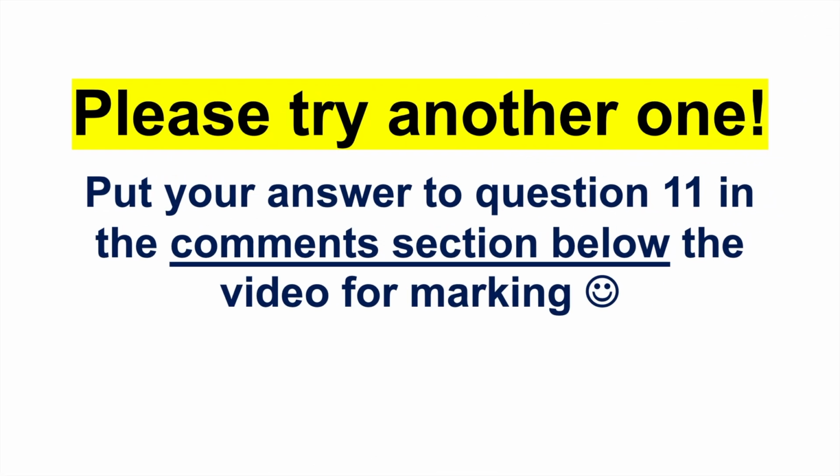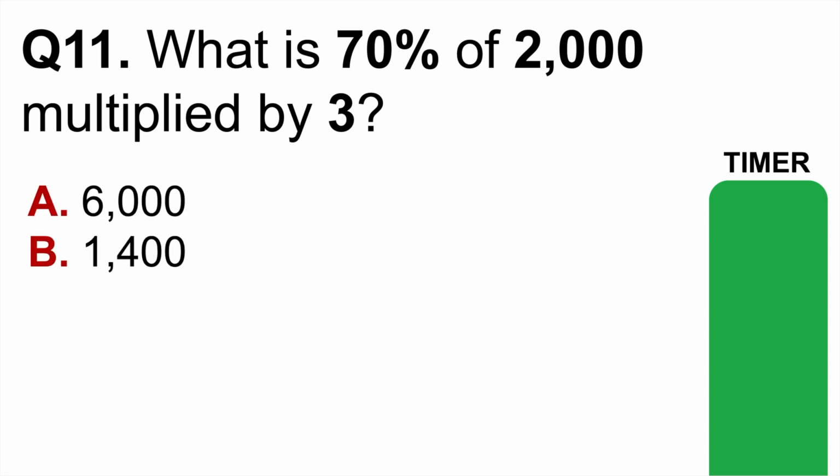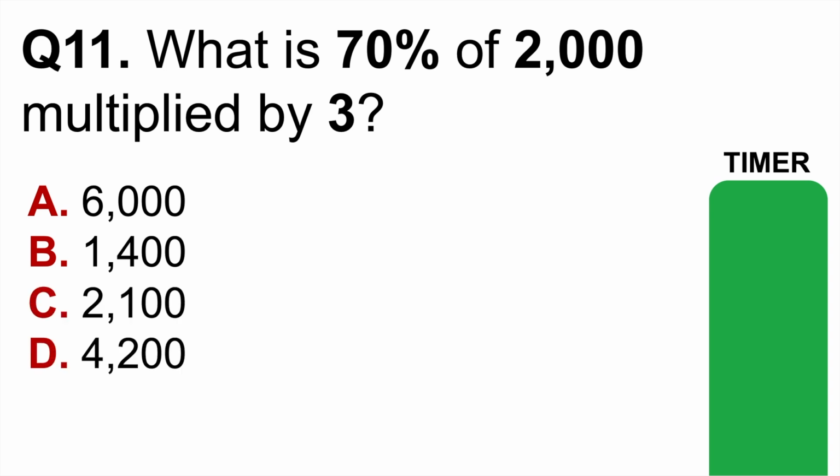Fantastic, well done. So please try another one. Put your answer to question 11 in the comments section below the video for marking. Question 11 is, what is 70% of 2,000 multiplied by 3? This is harder. Is it A, 6,000, B, 1,400, C, 2,100, D, 4,200, or E, 3,000? Here's the timer, 15 seconds, off you go.